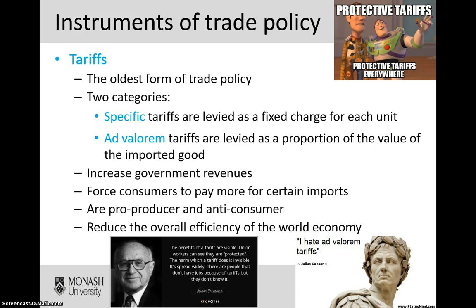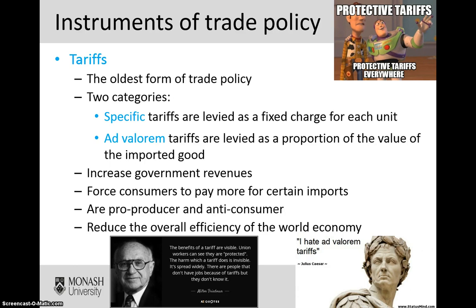But they're also anti-consumer because while the local producers are being protected, we as consumers are having to pay more overall for products that are not produced within our country. As a consequence, they generally are seen as reducing the overall efficiency of the world economy and are not necessarily the best way to intervene in international trade from a government perspective. And we can see a couple of famous quotes here down the bottom which illustrate that.